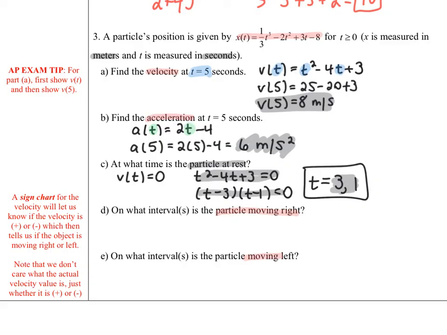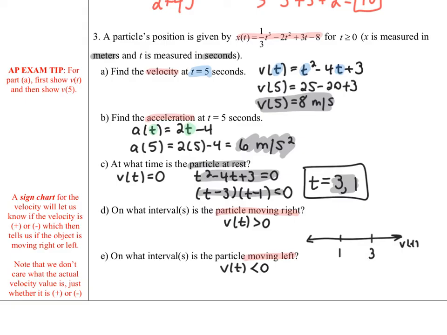On the last 2 questions, I'm asked for intervals where the particle is moving to the right or moving to the left. And I know a rightward movement is when velocity is positive, and a leftward movement is when velocity is negative. So to do this without a graph, I'm going to do what's called a sign chart. And this is for velocity. And I know values where my velocity equals 0. It's the 1 and the 3. So I'm going to put those on my sign chart.